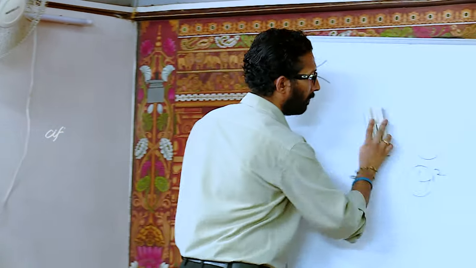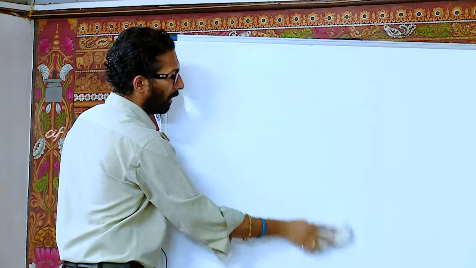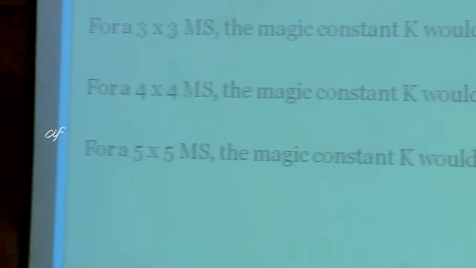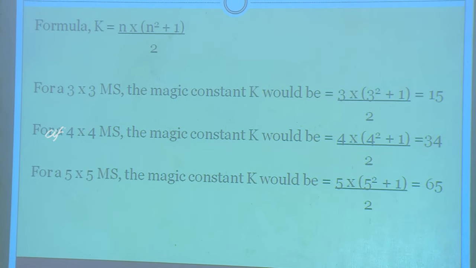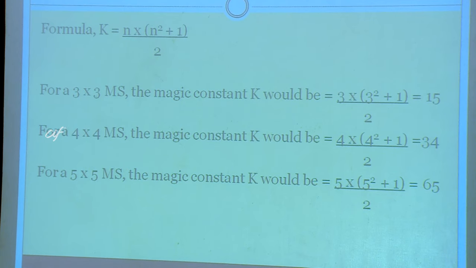So for 4x4, what will be the magic constant? What will be the magic constant for a 4x4 regular magic square? 34. 4 into 4 square plus 1, 4 into 17 divided by 2 will be 34. What about 5x5? 6 into 6 square plus 1, that is 37 divided by 2.